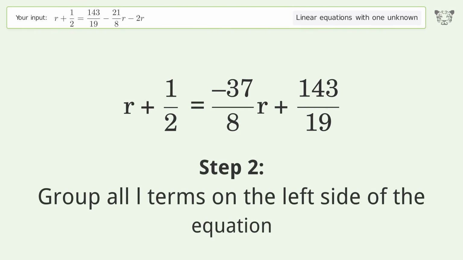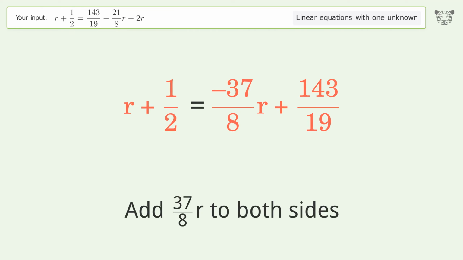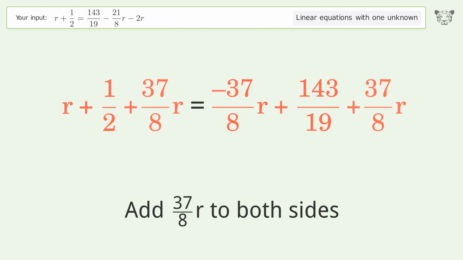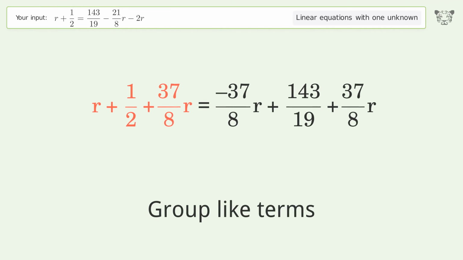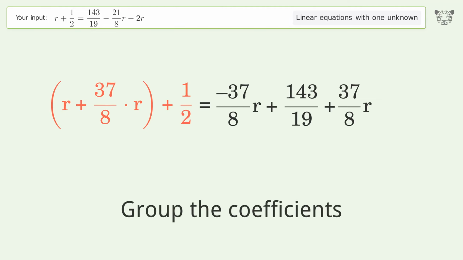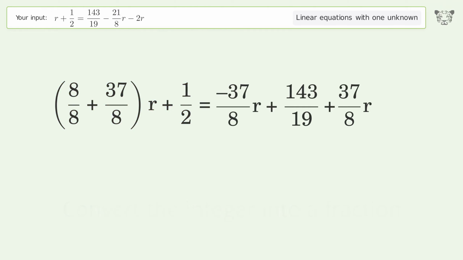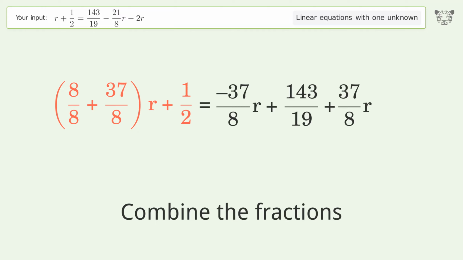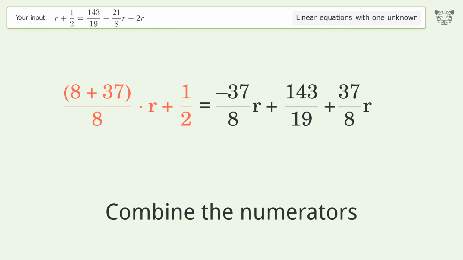Group all L terms on the left side of the equation. Add 37 over 8r to both sides. Group like terms. Group the coefficients. Convert the integer into a fraction. Combine the fractions. Combine the numerators.